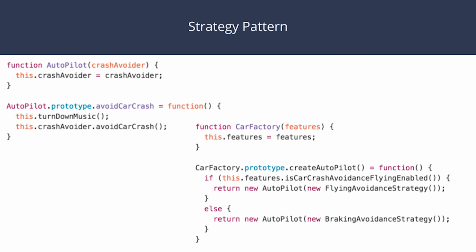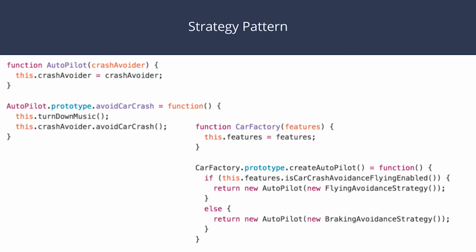So we have the constructor, we're passing in a crash avoider, so this.crashAvoider equals the crash avoider that was passed in. Then we avoid car crash. First we're going to turn down the music so we're not distracted. Then we're just going to call that avoid car crash method on that object that was passed in, which is instantiated.